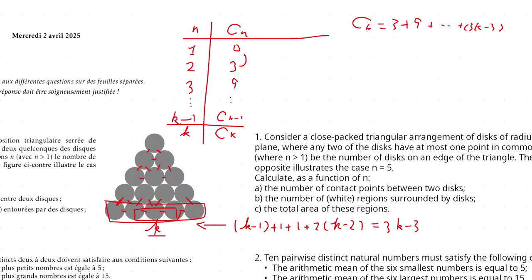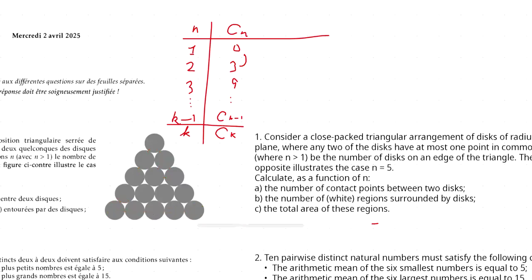Second question: what about the number of white regions? We denote by Rn the number of regions. When we have only one layer, of course there's no white region. With 2 layers, we count 1. And with 3 layers, we count 1, 2, 3, 4.